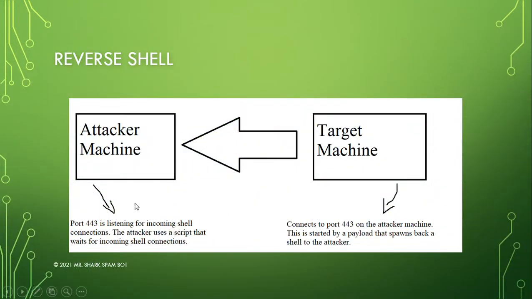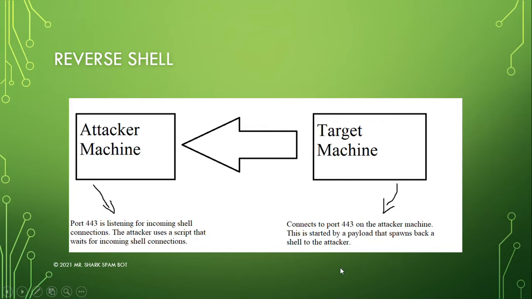So a reverse shell is like the complete opposite of a bind shell. The attacker machine in this case has port 443 listening for incoming shell connections. The attacker uses a script that waits for incoming connections. On the target machine, the target connects to port 443 on the attacker machine. This is started by a payload that spawns back a shell to the attacker.